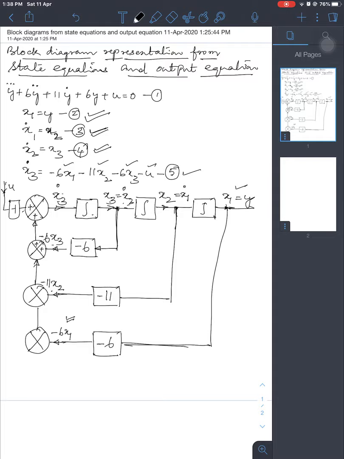When integrated, you will get x3 equal to x2 dot. Integrated, you will get x2 which is equal to x1 dot. Another integration will give you x1, that's equal to y. This is the block diagram of the given system.